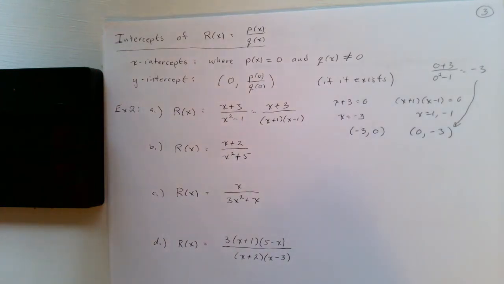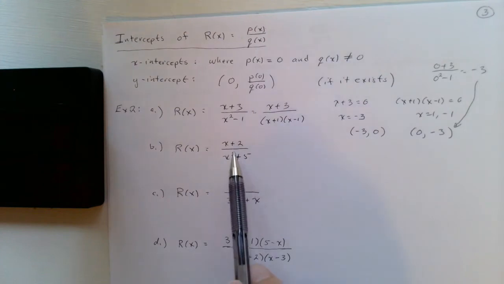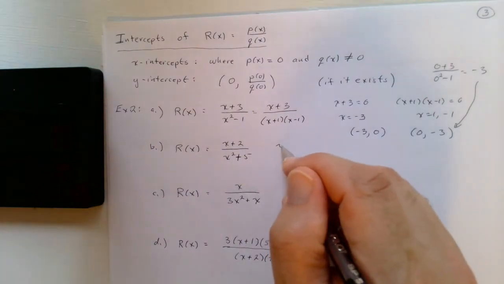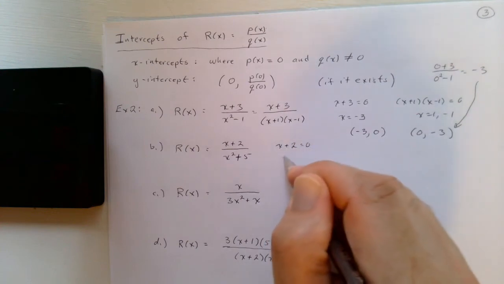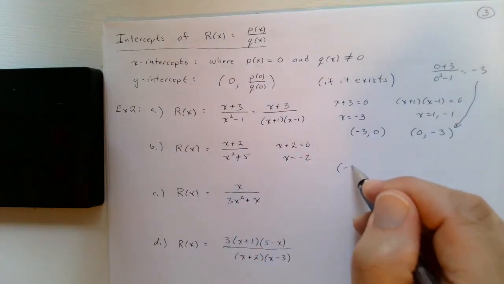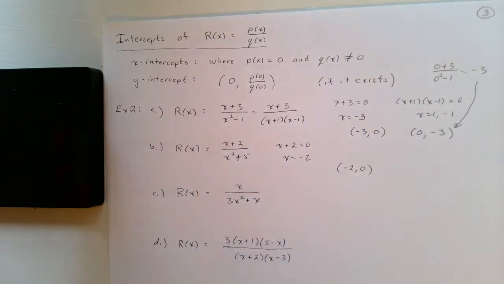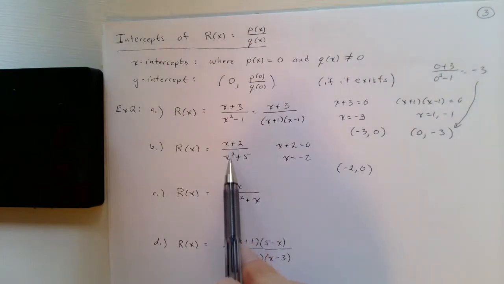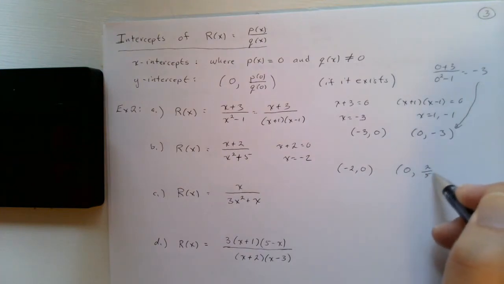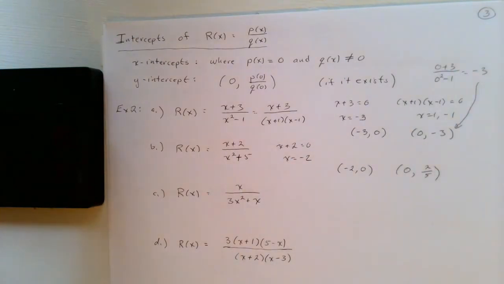In part B, you'll see that if you set the numerator equals 0, you get x equals negative 2. Okay, and negative 2 does not make the denominator 0, so negative 2, 0 is the x-intercept. And if you plug 0 in here, you get 0 plus 2 over 0 plus 5. Well, that's 2/5, so 0, 2/5 would be the y-intercept.